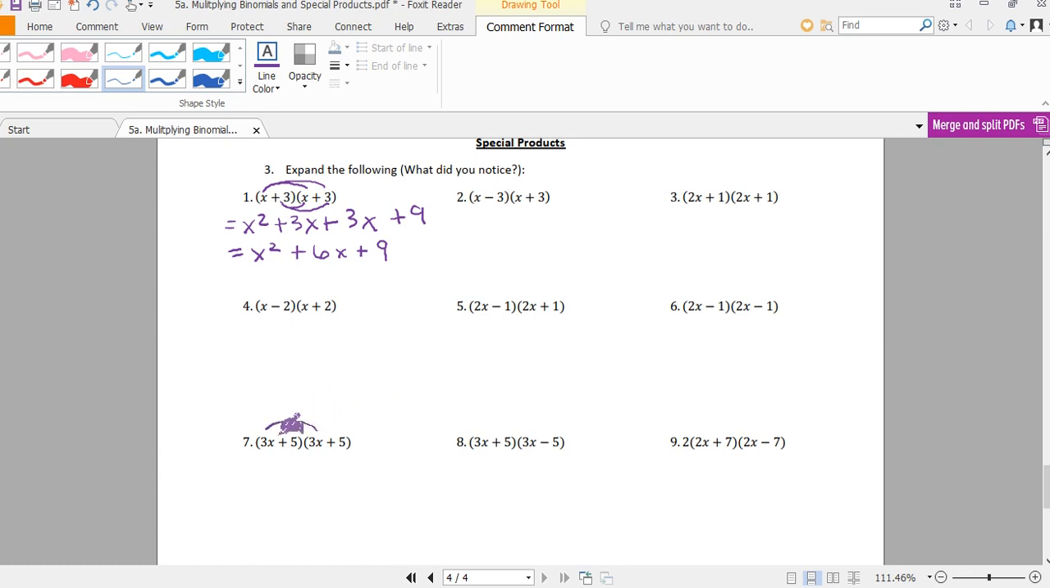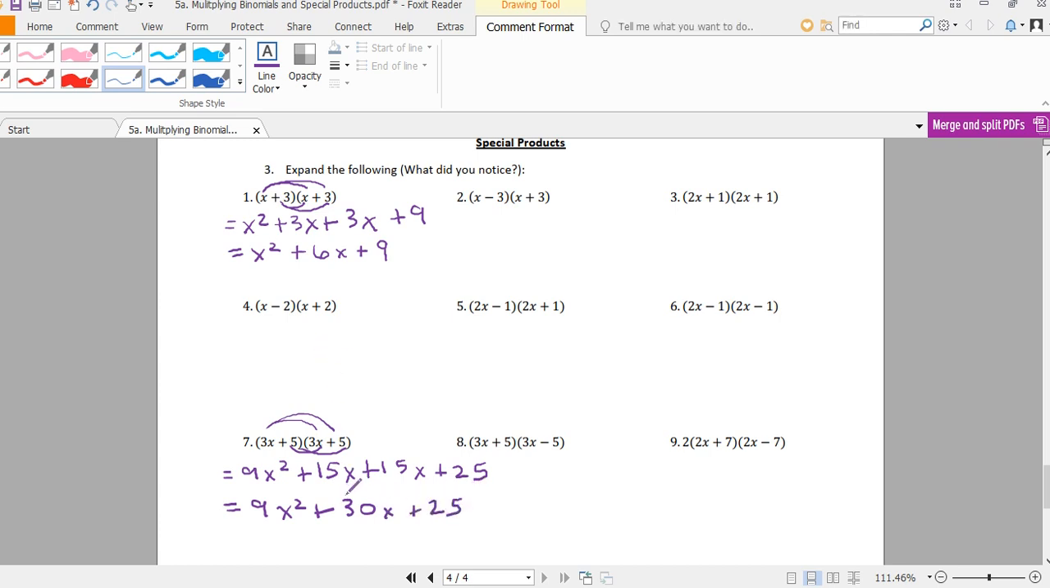Now if I multiply these two, 3x times 3x will give me 9x squared. 3x times 5 is plus 15x. 5 times 3x is plus 15x. And then last but not least, 5 times 5 is plus 25. Yeah, so now that's 9x squared plus 15x plus 15x is plus 30x plus 25.